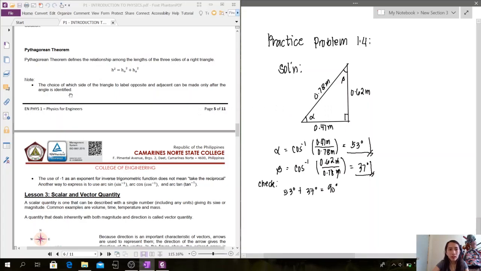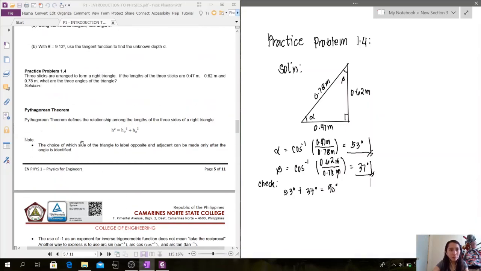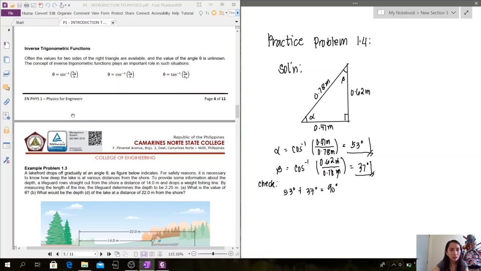Next, the use of -1 as an exponent for an inverse trigonometric function does not mean take the reciprocal. So, again, let's go back here. These functions do not denote the cosecant, the secant, and the cotangent. These are the inverse trigonometric functions, and instead, they mean arcsine, arccosine, and arctangent.